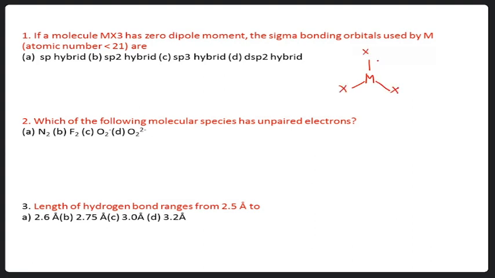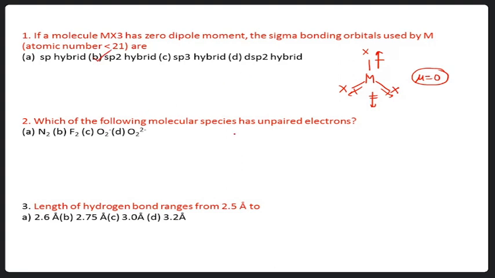What is dipole moment? It is the bond polarity, because the X atoms tend in that direction, so the resultant is zero. So now mu equals zero, and this type of geometry has dipole moment zero. So if the dipole moment is zero, what is the hybridization? This is sp2.